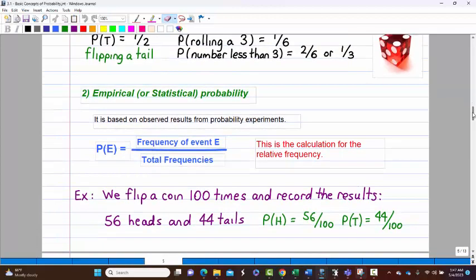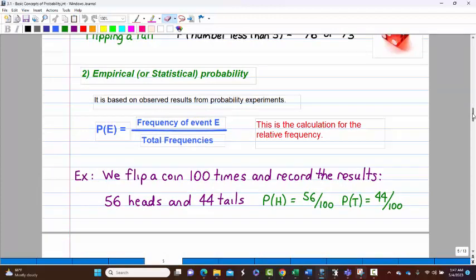All right, empirical, or what's called statistical, probability. This is essentially the calculation for relative frequency based on a measured amount of results. So it's the frequency of your event divided by the total frequencies. Like this example says, suppose we flip a coin 100 times and record the results, and we got 56 heads and 44 tails. From this experiment, based on measured results, we would say the probability of obtaining a head is 56 over 100, and the probability of getting a tail is 44 over 100.